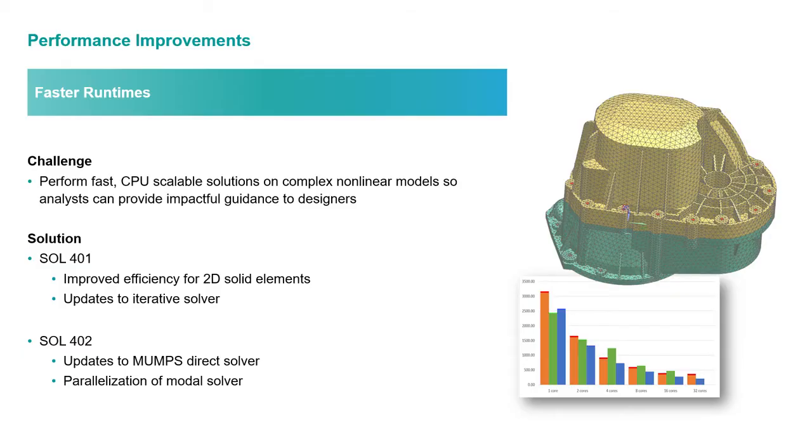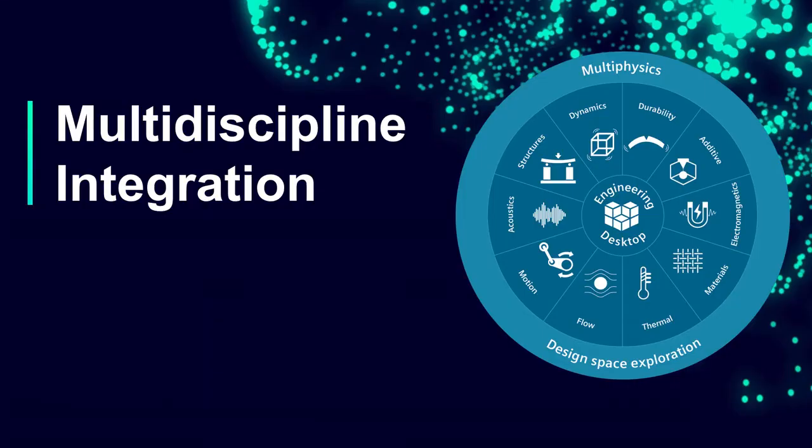Over the past couple of years, Simcenter Nastran has introduced the multi-step nonlinear solver, and in this latest release, runtimes are faster than ever. For example, we've improved the scalability and architecture of the solver used for Solution 401, which has resulted in a 20% serial performance improvement. For Solution 402, a new version of the MUMPS Direct Solver and parallelizing the modal solver gives a runtime improvement of 31%.